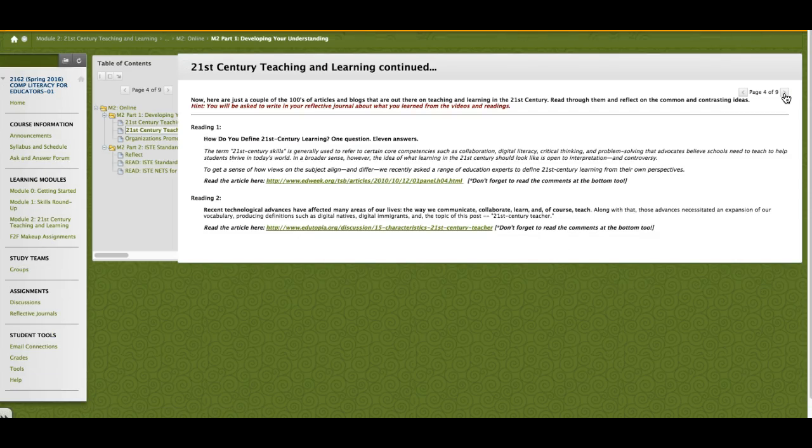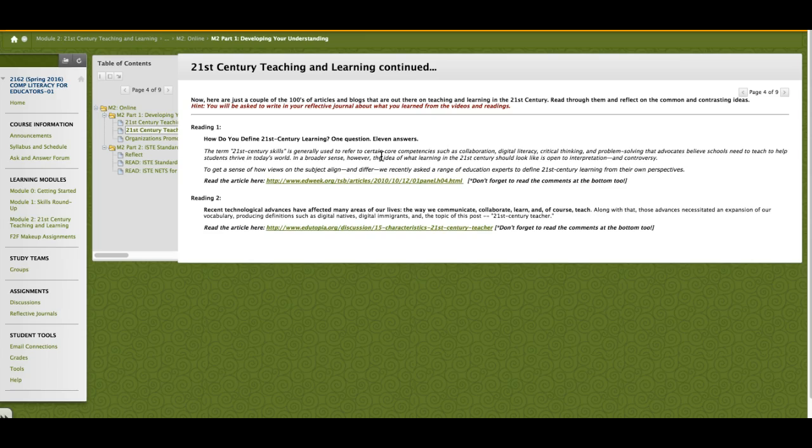On the next page, I presented you with 2 different articles, and I want you to read those articles and think about what they're saying about 21st century learning. The first article is a look at different perspectives. It's a bunch of different people who are what you would call the movers and shakers in education, presenting their ideas of 21st century learning.